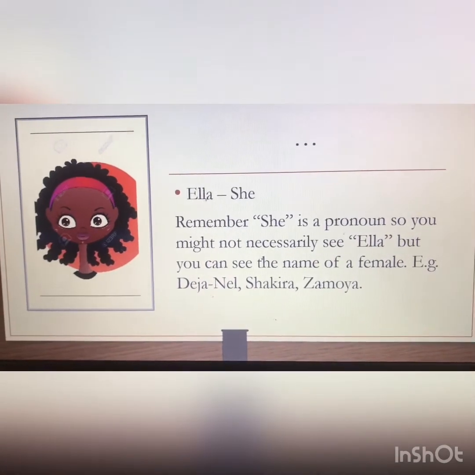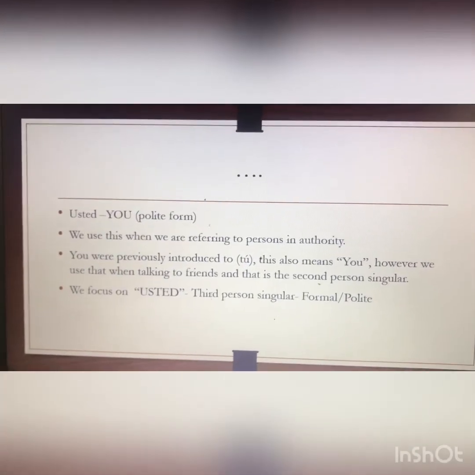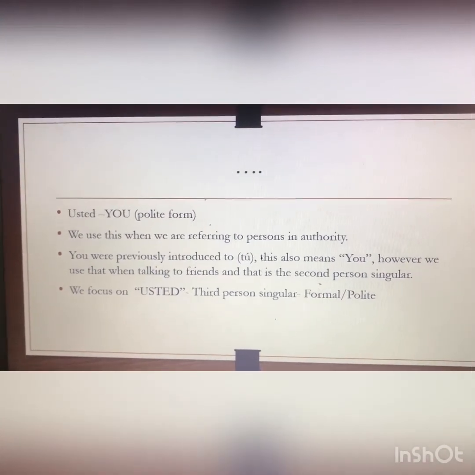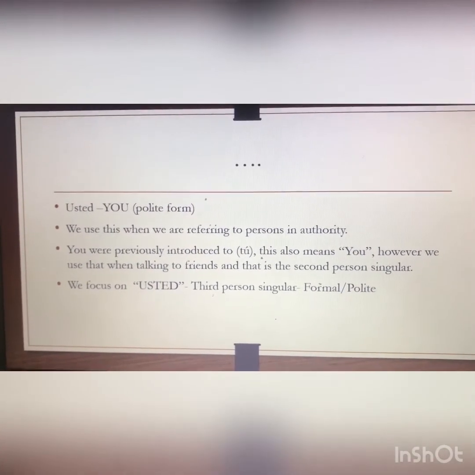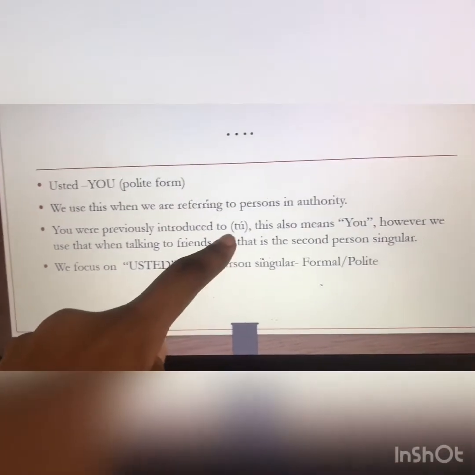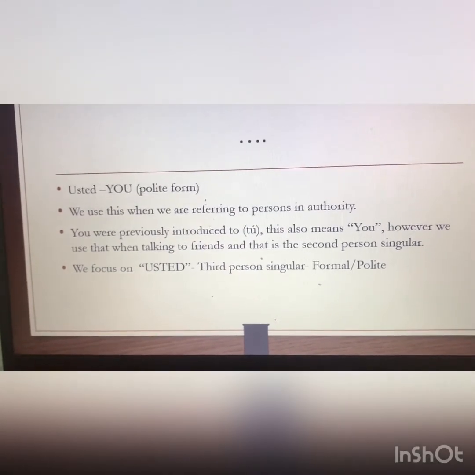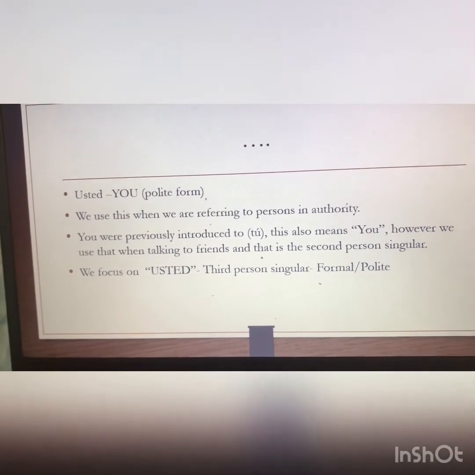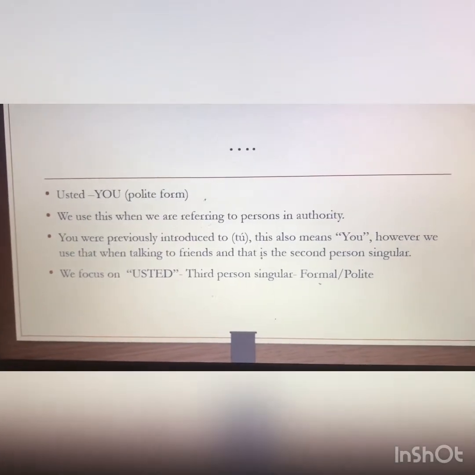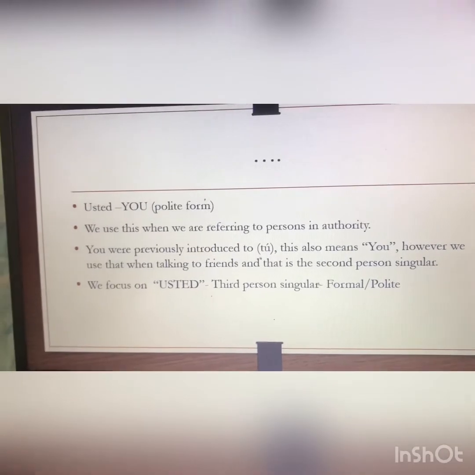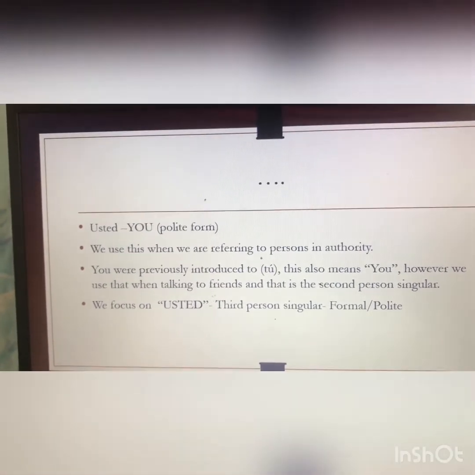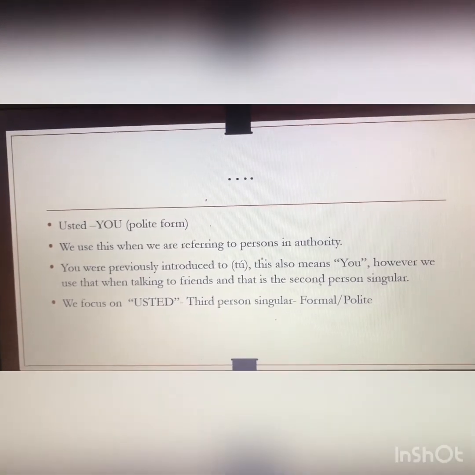So that is ella. Now, usted, as I was saying before, means you. But we use this when we are referring to persons who are in authority. As I said before, you were introduced to tú, and that also means you. However, we use tú when you're talking to your friend, right? And that was the second person singular. However, we're now focusing on using usted, and that is the third person singular, and it is formal or polite.